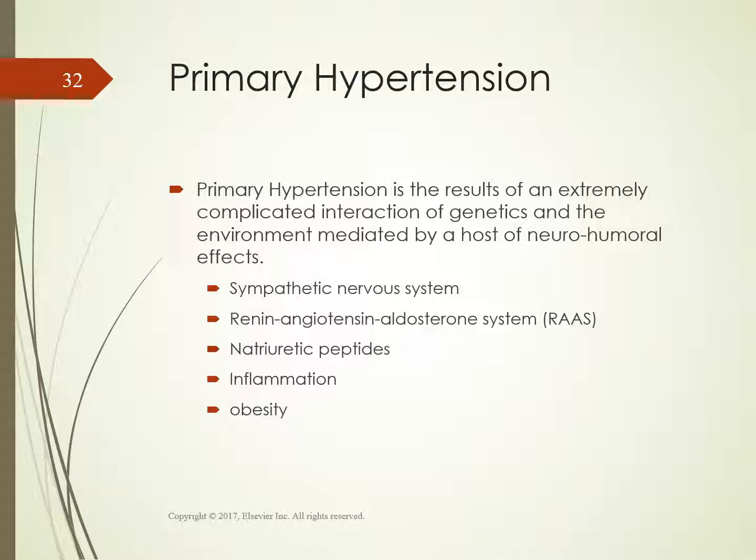The sympathetic nervous system has been implicated in both the development and the maintenance of elevated blood pressure and plays a role in hypertensive end organ damage. Increased SNS activity causes increased heart rate and systemic vasoconstriction, thus raising the blood pressure. So in hypertensive individuals, overactivity of the RAAS contributes to salt and water retention and increased vascular resistance.